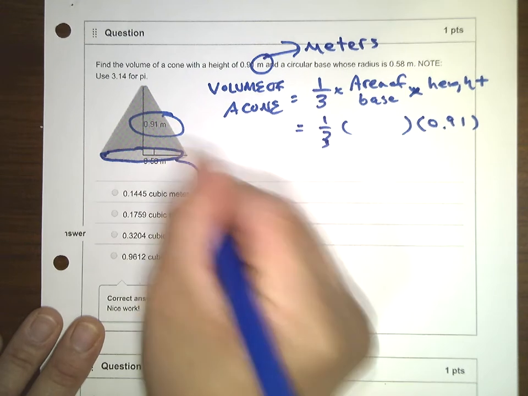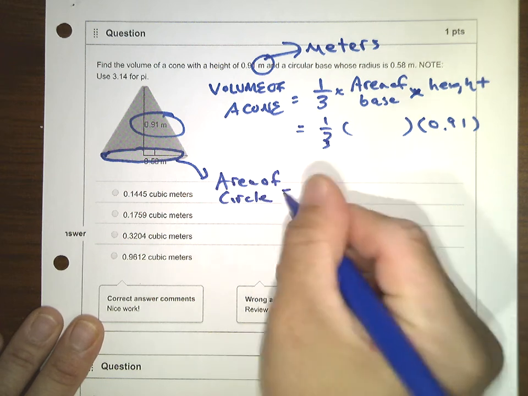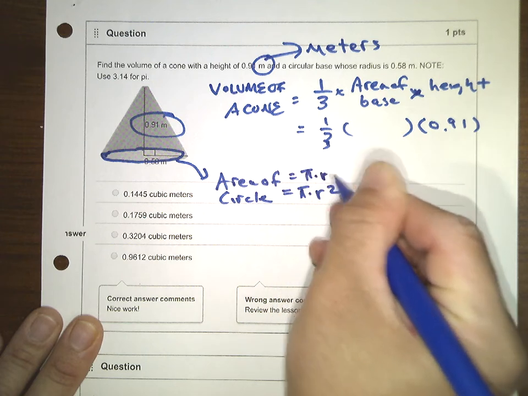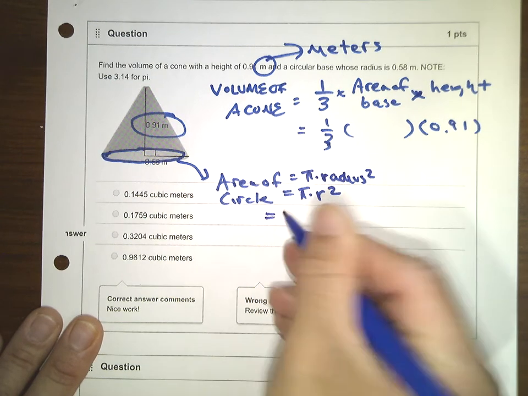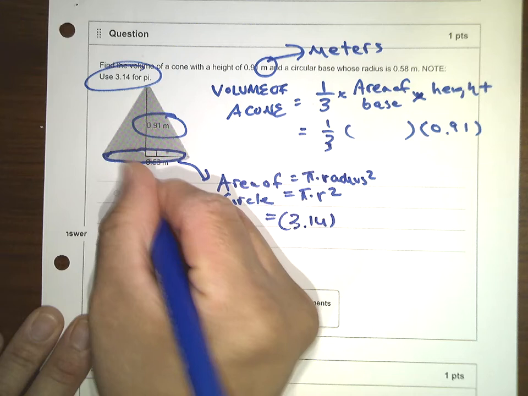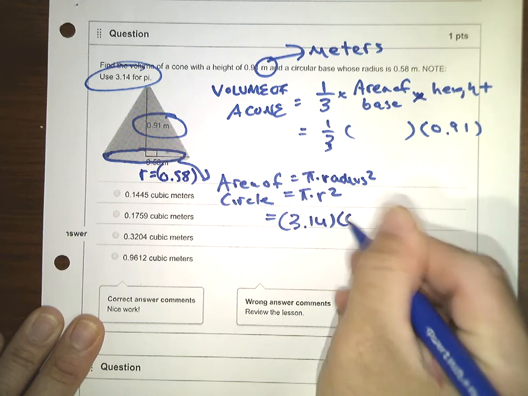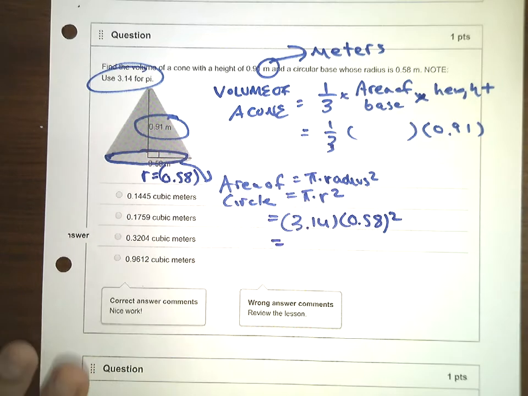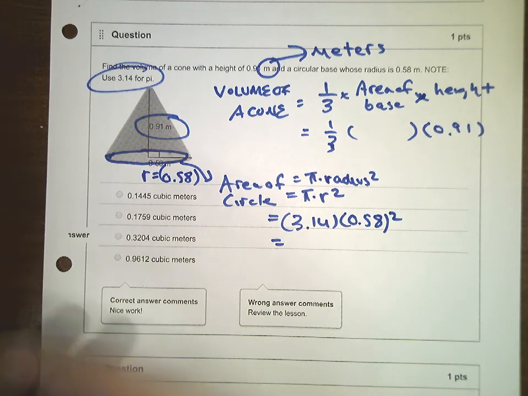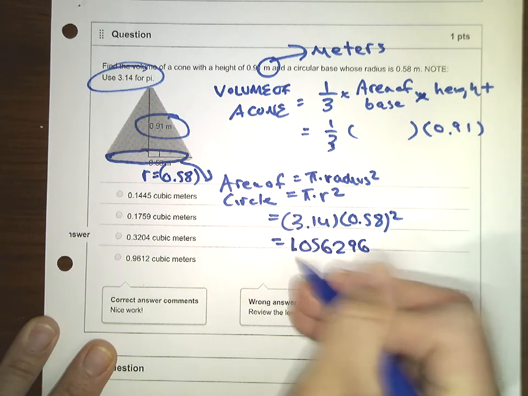So the area of a circle is going to be pi times r squared, or pi times the radius squared. Since they said use 3.14 for pi, it's 3.14, and then the radius was 0.58, so that will be 0.58 squared. So 3.14 times 0.58 squared will be 1.056296.